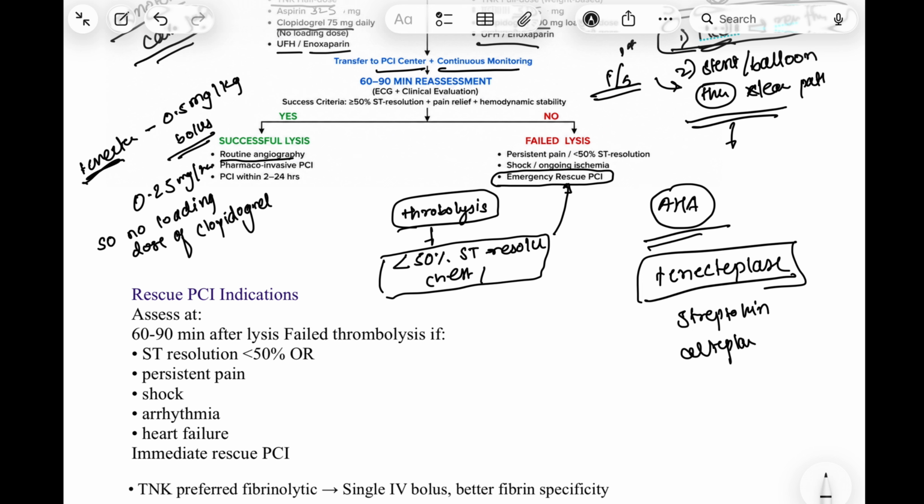So if the thrombolysis is successful, then we go for angiography, and if the thrombolysis has failed, we go for emergency rescue PCI, right? Now, what are the criteria for successful thrombolysis? If there is a resolution of 50% of the ST segments, if there is pain relief, and if there is hemodynamic stability. So these are the three criteria by which we will decide whether this patient has been successfully thrombolyzed or not. According to that, we will take our next step, right?